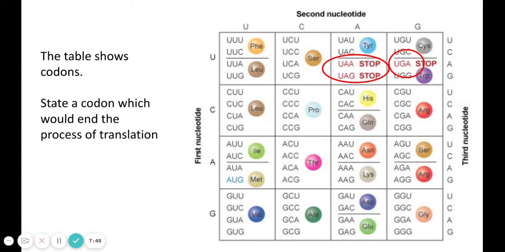Okay, state a codon which would end the process of translation. So the knowledge is that it always ends with a stop codon. Up on the right, there's three red stop codons to choose from. So you could write down any of those, UAA, UAG, or UGA.